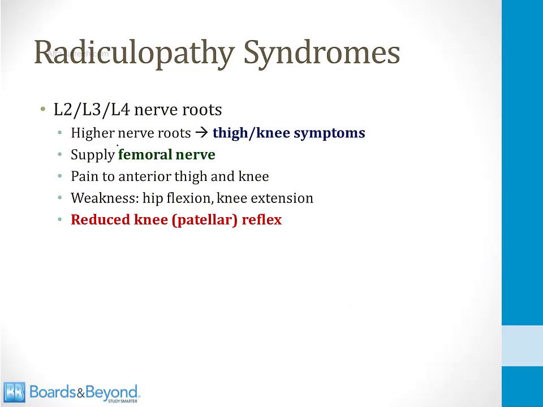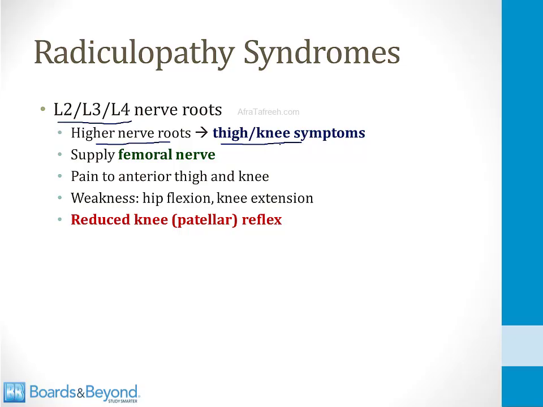L5 and S1 are the most common radiculopathy syndromes, but there are more rare radiculopathy syndromes that involve nerve roots higher in the lumbar spine, like L2, L3, and L4. An easy way to remember the symptoms of these radiculopathy syndromes is that just like they are higher nerve roots, they tend to cause symptoms that are higher in the leg, such as symptoms in the thigh or knee.